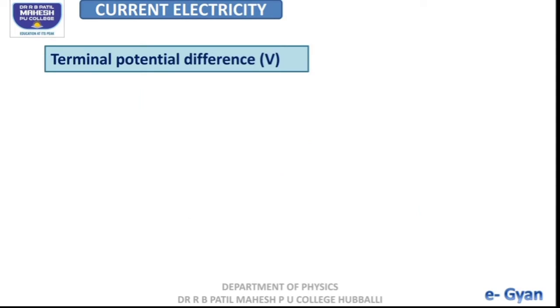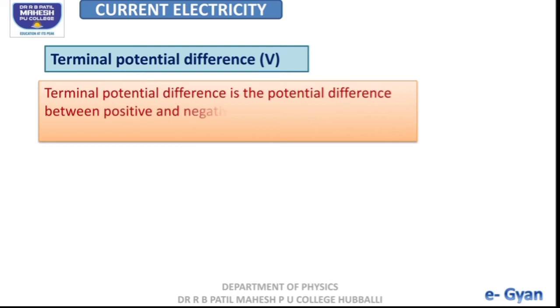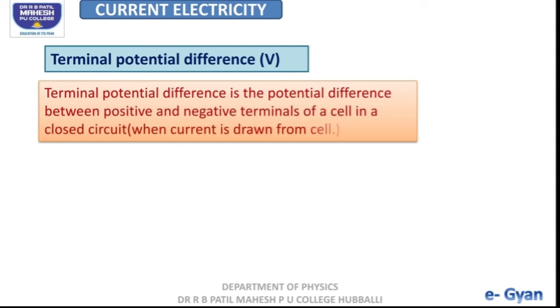Terminal potential difference. The potential difference between the positive and negative terminals of a cell in a closed circuit, that is, when current is drawn from the cell. First let us understand what a closed circuit is. A circuit in which current flows is called a closed circuit. When a current is flowing through the external circuit, the potential difference across the terminals of the cell is called terminal potential difference.